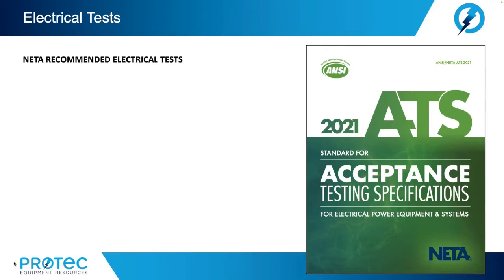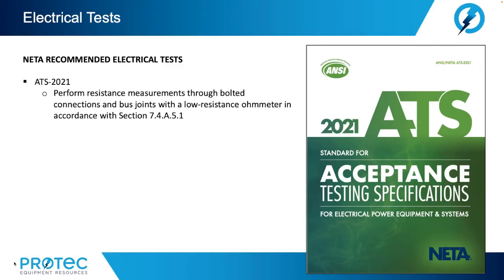Now, electrical tests that are recommended or called out. Here we'll refer to the NETA-recommended electrical tests. And first we'll take a look at the acceptance testing specifications outlined in the 2021 ATS manual. Perform resistance measurements through bolted connections and bus joints with a low resistance ohm meter in accordance with section 7.4.A.5.1.